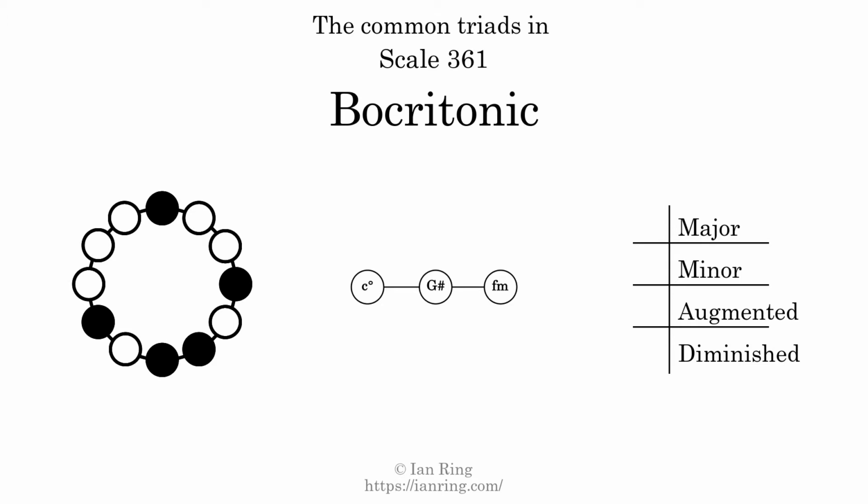Here are the common triads present in this scale. The diagram in the center is a graph of parsimonious voice leading between triads. There is one major triad. There is one minor triad. There are no augmented triads. There is one diminished triad.